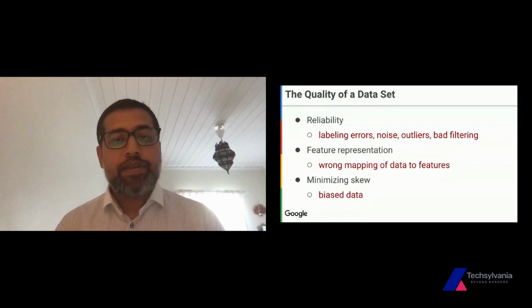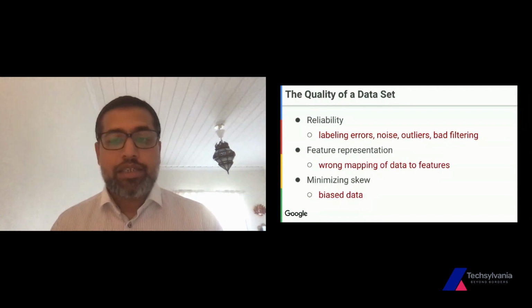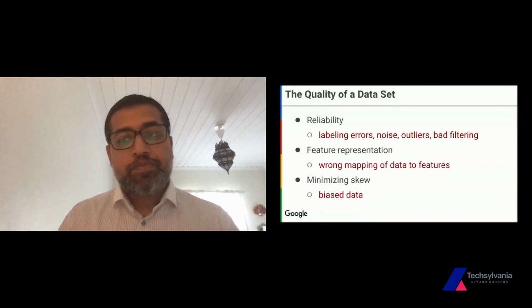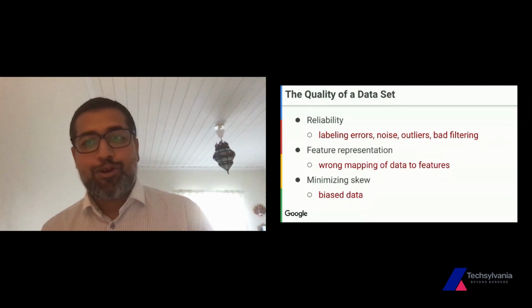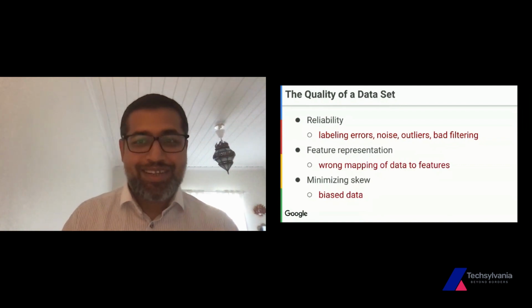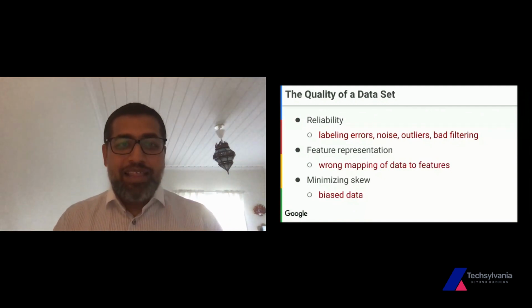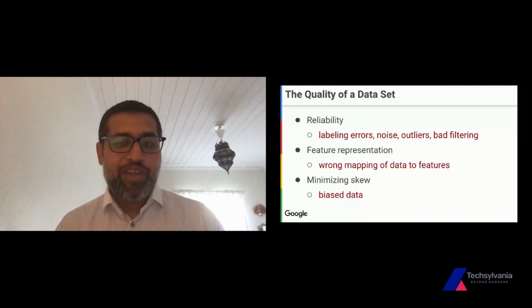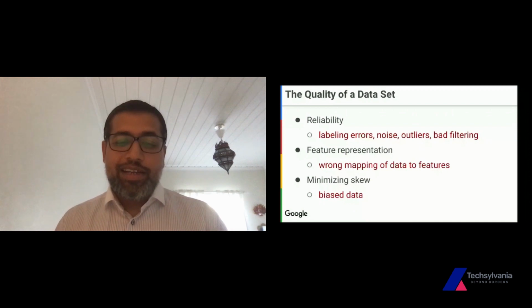If there is noise, we should not introduce noise to the machine learning model. If there are outliers, can we detect outliers and take them out? Maybe we have done wrong sampling of data, and we are expecting a model to do something which our data doesn't even support. So reliability of data is extremely important. Then, more often than not, you will be working in situations where you have data, but that data needs to be mapped into features.